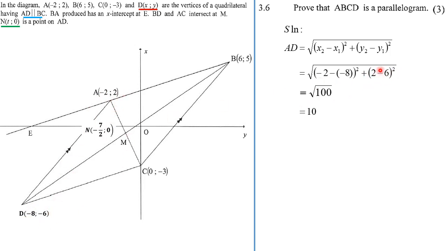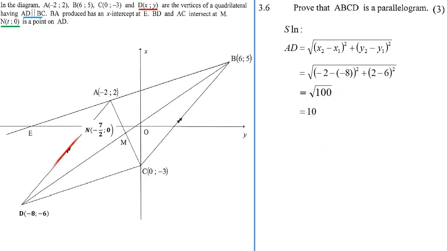Be careful here, this is a typing error. It's supposed to be 2 minus -6, which is 2 plus 6. The calculations are based on 2 plus 6, because 2 plus 6 is 8, and 8 squared is 64. That is exactly what happened here. The square root of 100 is equal to 10.